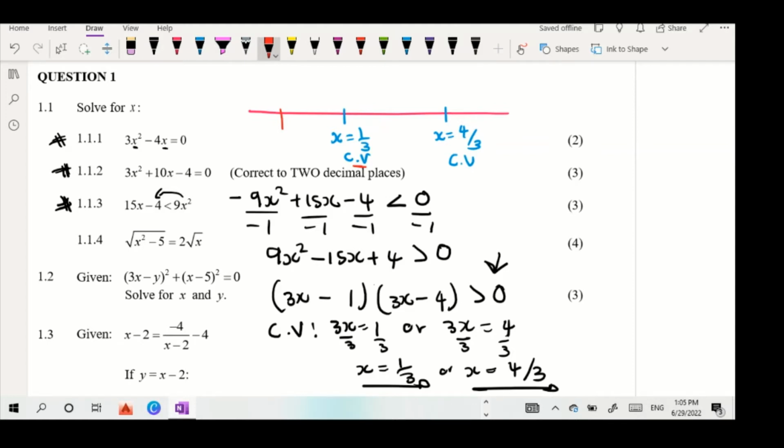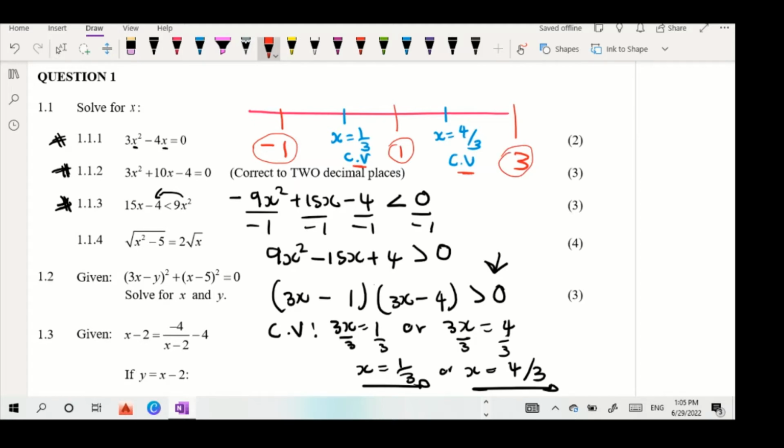So you can test -1 for an example, and then you test a value that is in between 1 over 3 and 4 over 3. You can say 1 because 1 is less than 4 over 3, your critical value. Then here you can test 3. So you need to test these values that I've circled, these values here. You have to test them for you to conclude your solutions of x.